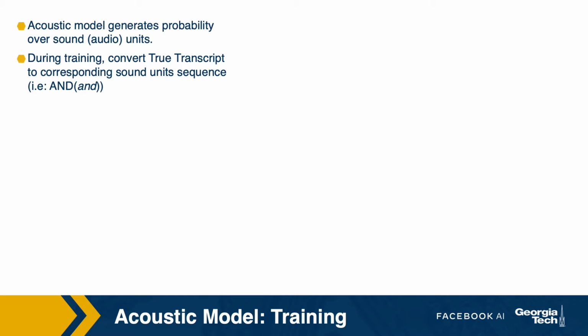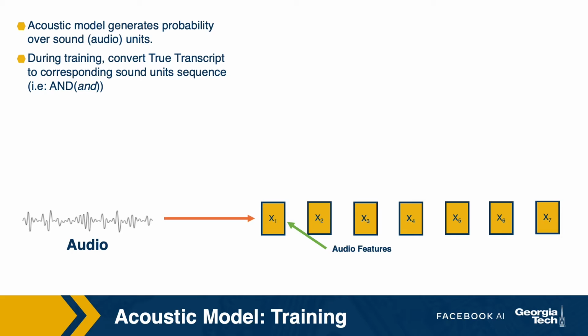Before we start training the acoustic model, we would convert the true transcript corresponding to the audio into the sound units of that language. For example, the transcript "and" could be converted into sound units a, na, and da. Now let's look at an example to see how we train the acoustic model. Say we have an audio which is divided into 7 audio frames, so we have frames x1 to x7 corresponding to this audio.